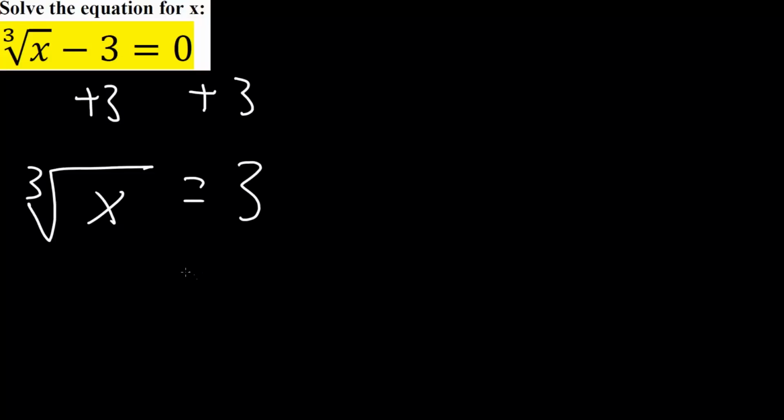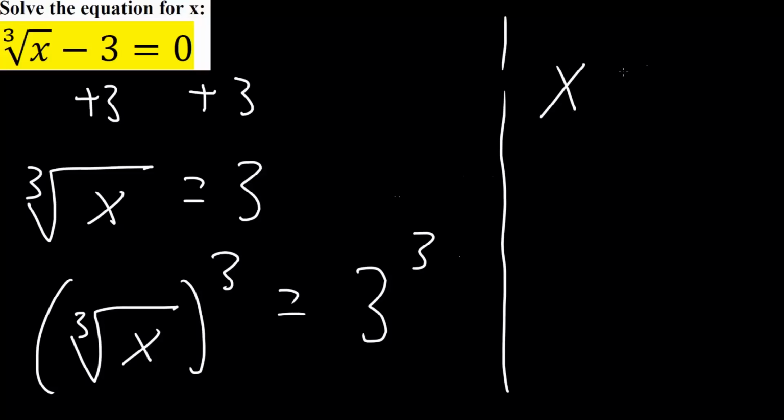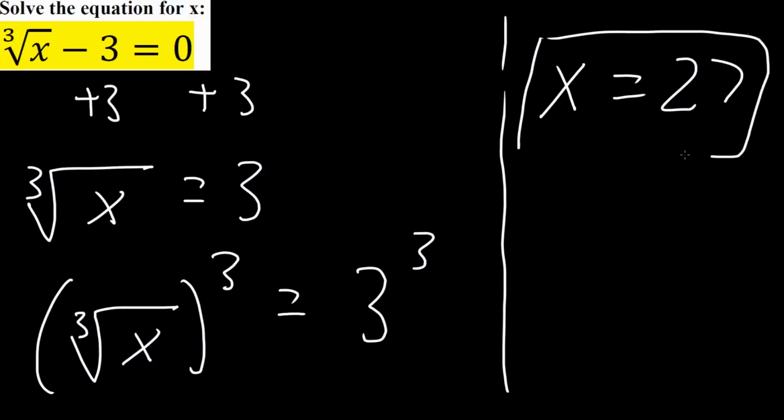Next, we will cube both this and this to get x. So we would get, we have the cubic root of x, and we will cube it, is equal to 3 cubed. So this right here would be x, and this right here would be 27. So 3 cubed is 27. And so x is equal to 27 is the final answer.